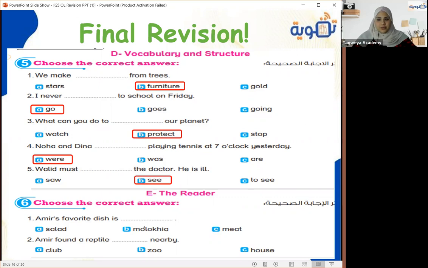Next, about the story. Let's remember, Amir's favorite dish is molokhia. Excellent. In our story, Amir and the lizard, Amir's favorite dish was chicken and molokhia. Number 2, Amir found a reptile club. That's the reptile club that his dad advised him to go to, to know more about reptiles and lizards.